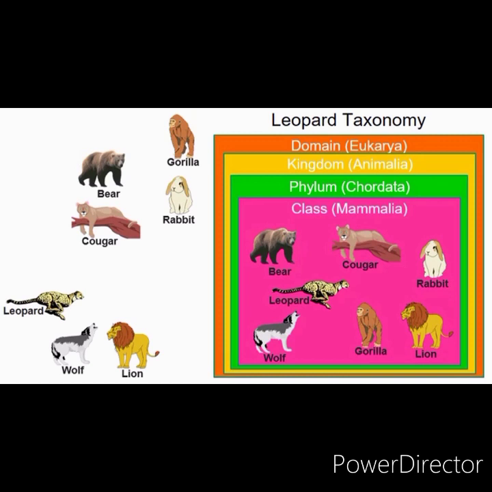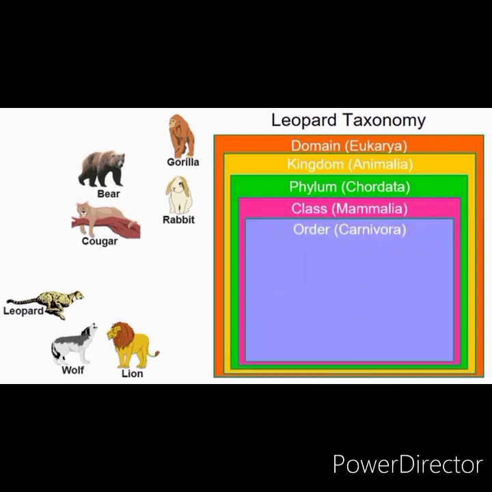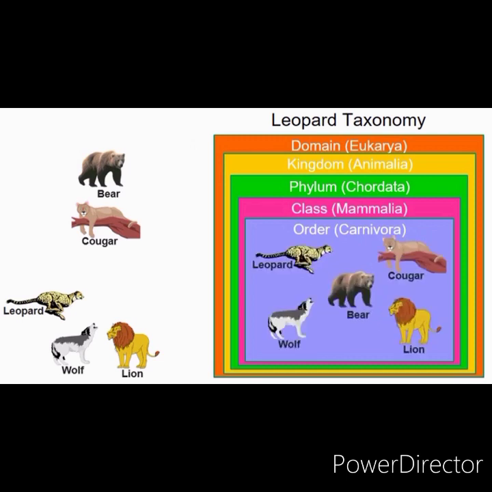Leopards are in an order with the name Carnivora. The carnivores, the meat eaters, would eliminate the gorilla and the rabbit. But you can still see there is a good number of meat-eating mammals, so the next level down should add even more clarity.